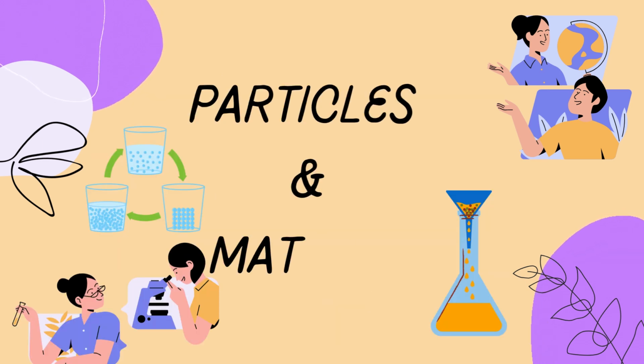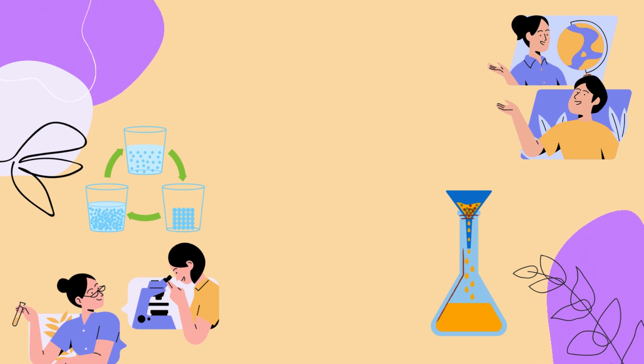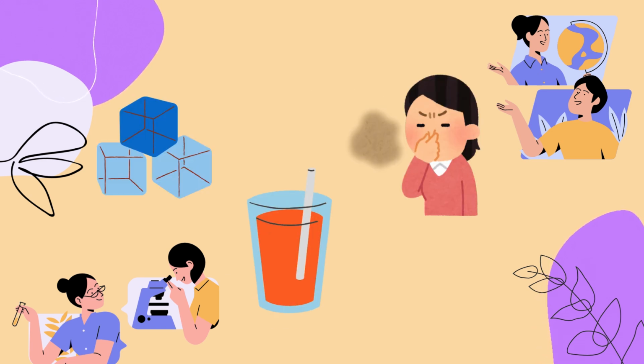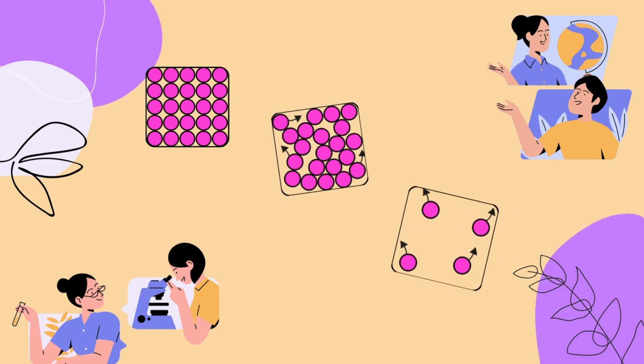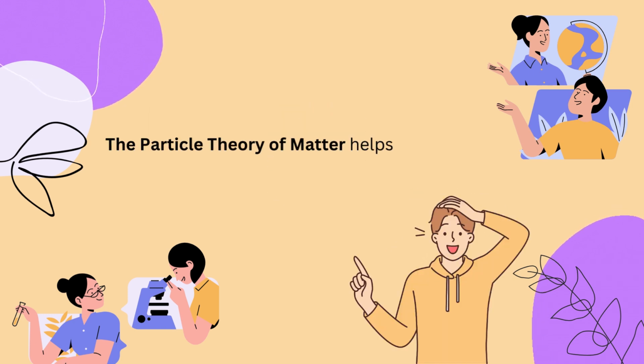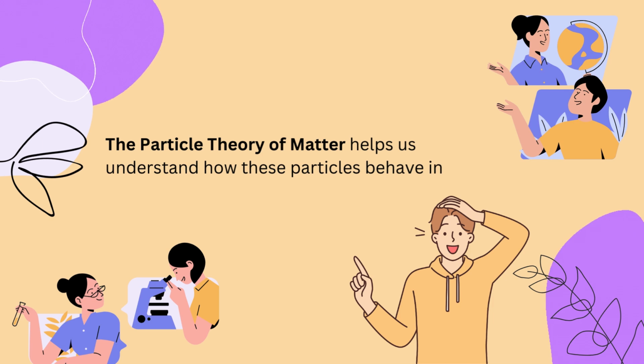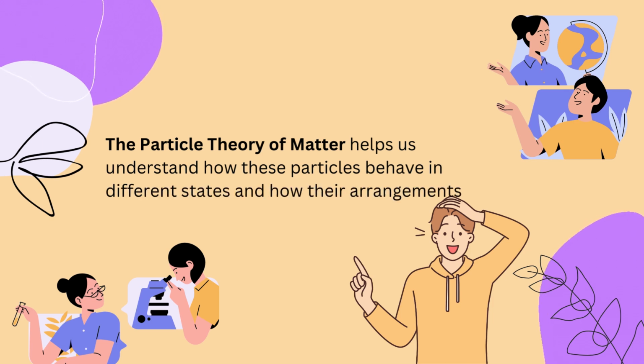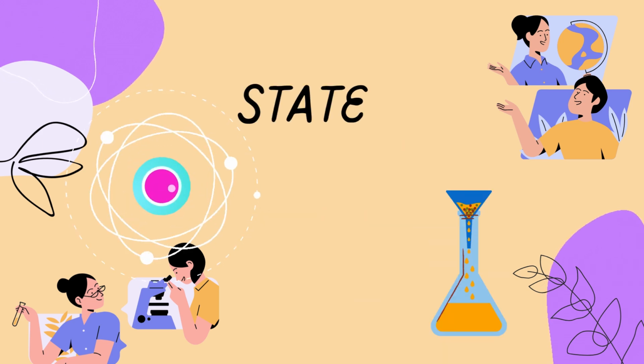Particles and matter. Everything around us, whether it's a solid, liquid, or gas, is made up of tiny particles. These particles are constantly moving and interacting with each other. The particle theory of matter helps us understand how these particles behave in different states and how their arrangements affect the properties of materials. States of matter.